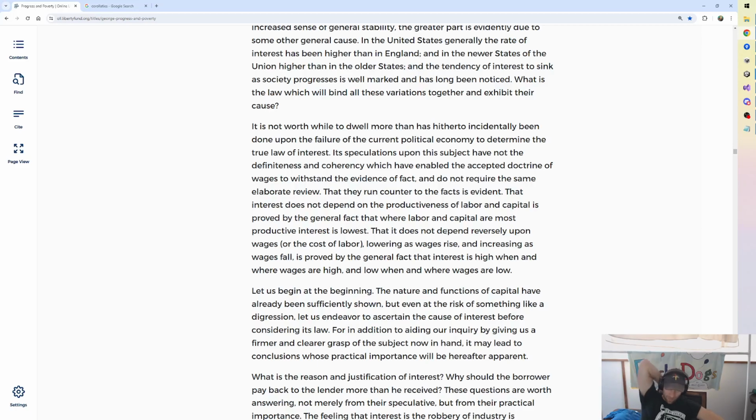Wait, what? Let's start this sentence over. It does not depend reversely upon wages or the cost of labor, lowering as wages rise and increasing as wages fall, is proved by the general fact that interest is high when and where wages are high and low. That interest does not depend on the productiveness of labor and capital is proved by the general fact that where labor and capital are most productive, interest is lowest. Yes, okay. Interest does not need labor and capital to be super productive.